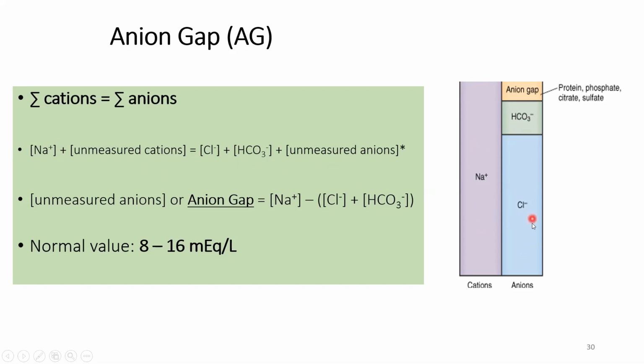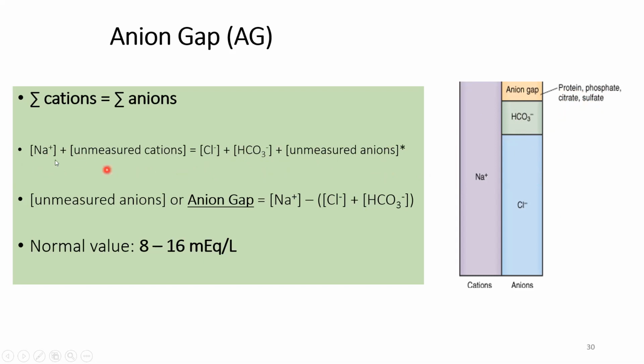On the anion front, we have chloride and bicarbonate as the two main anions, while there's a small portion of anions which are unmeasured. Again, they are small and known. They include protein, phosphate, citrate, sulfate, and similar anions. So we don't measure them. We say that these are unmeasured anions. Just stay with the program. You'll see how this works out in favor of what we're trying to do.